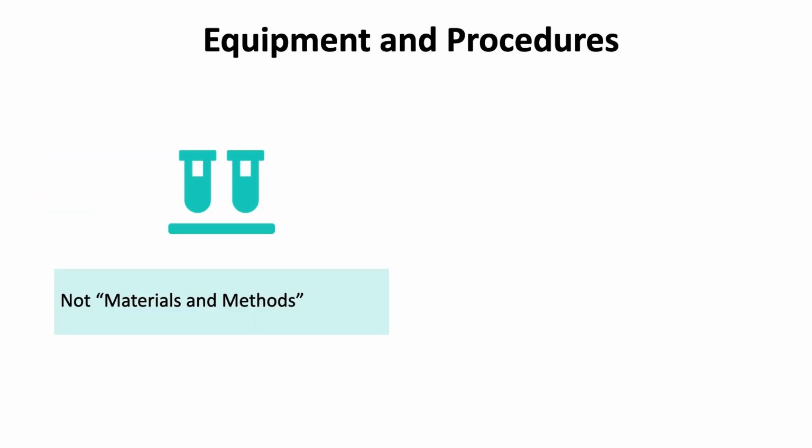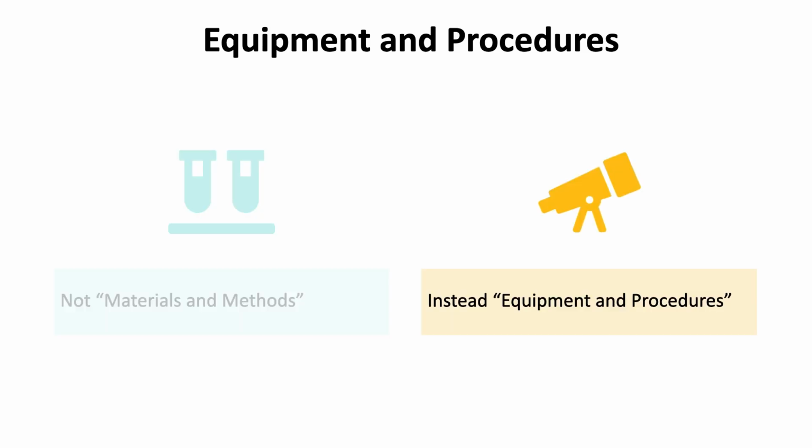In laboratory experiments, such as in chemistry, the next section of the scientific research paper is often called Materials and Methods. For astronomical research, this would rarely be appropriate, so a section title of Equipment and Procedures or something similar is more fitting. The Equipment and Procedures portion of the paper consists of two distinct sections.